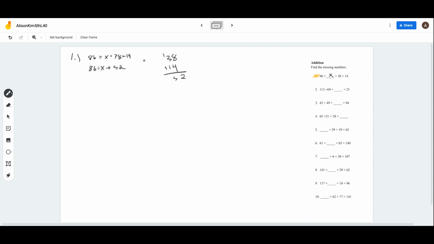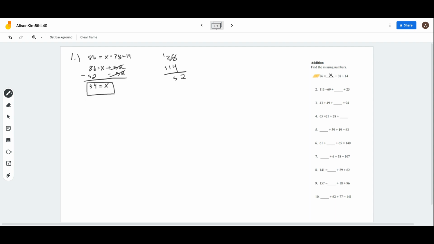Now we're going to solve for the missing number. So we need to get x by itself. And the only way to do that is by subtracting 52 from both sides. So that's what I'm going to do. This way, the 52 and the negative 52 will cancel out, and we only get x on the right side. On the left side, we just subtract, so it's going to be 6 minus 2, which is 4, 8 minus 5, which is 3. So x equals 34.